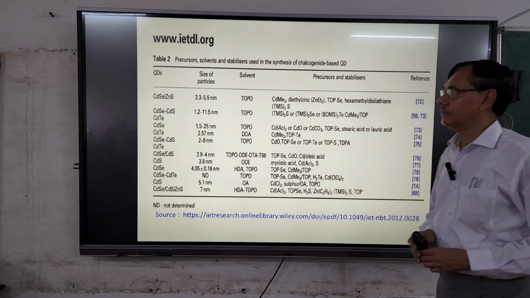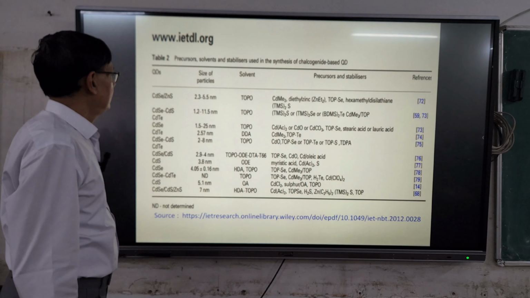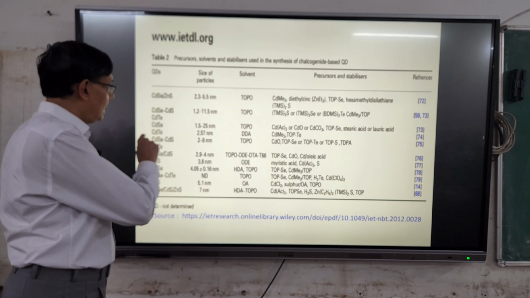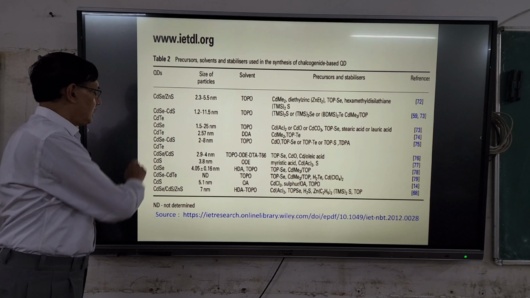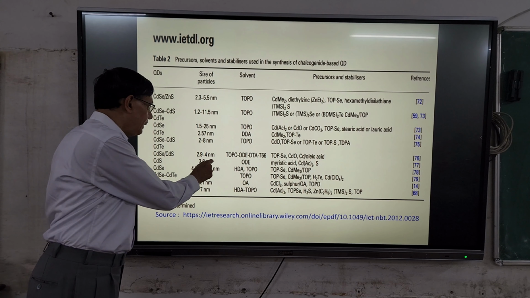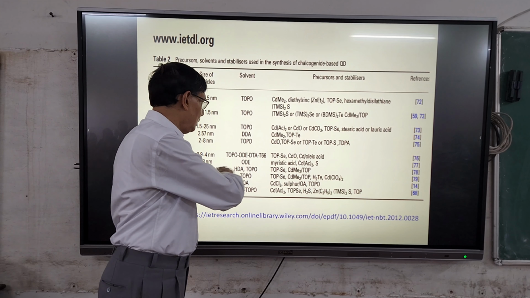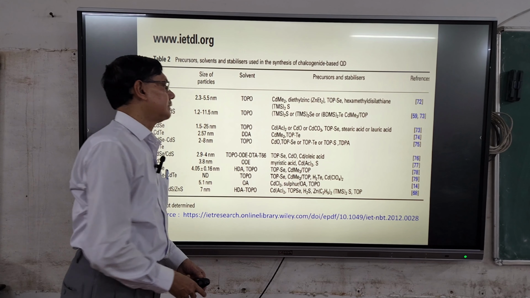Suppose I have to prepare CdTe, and you see the size is 1 to 10 nanometers, some of course 11.5, like that. This is a core-shell nanoparticle. But suppose I have to prepare cadmium sulfide and I want a size of 3.8 nanometers. The precursor will be different. I will show you how we get the desired size of nanoparticle of less than 5 nanometers.